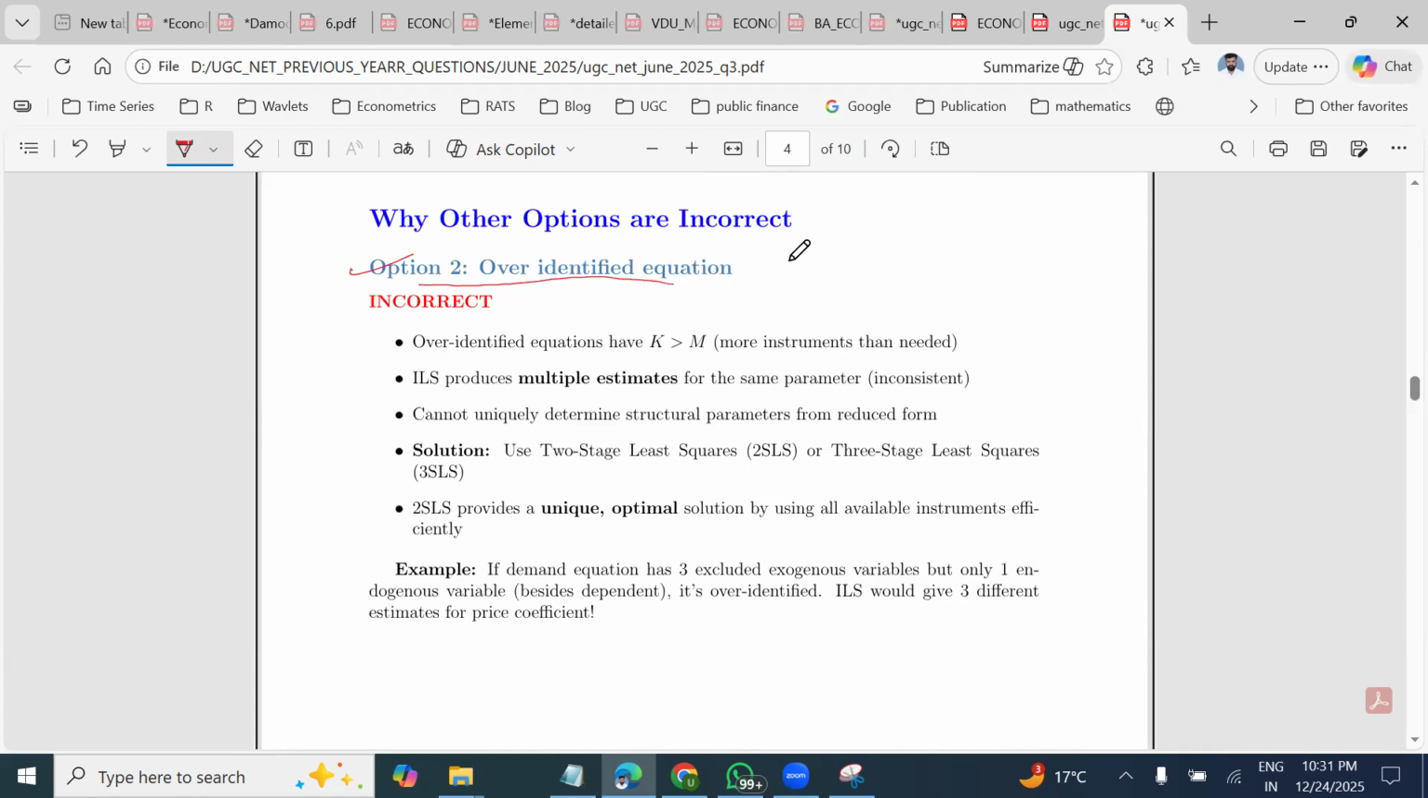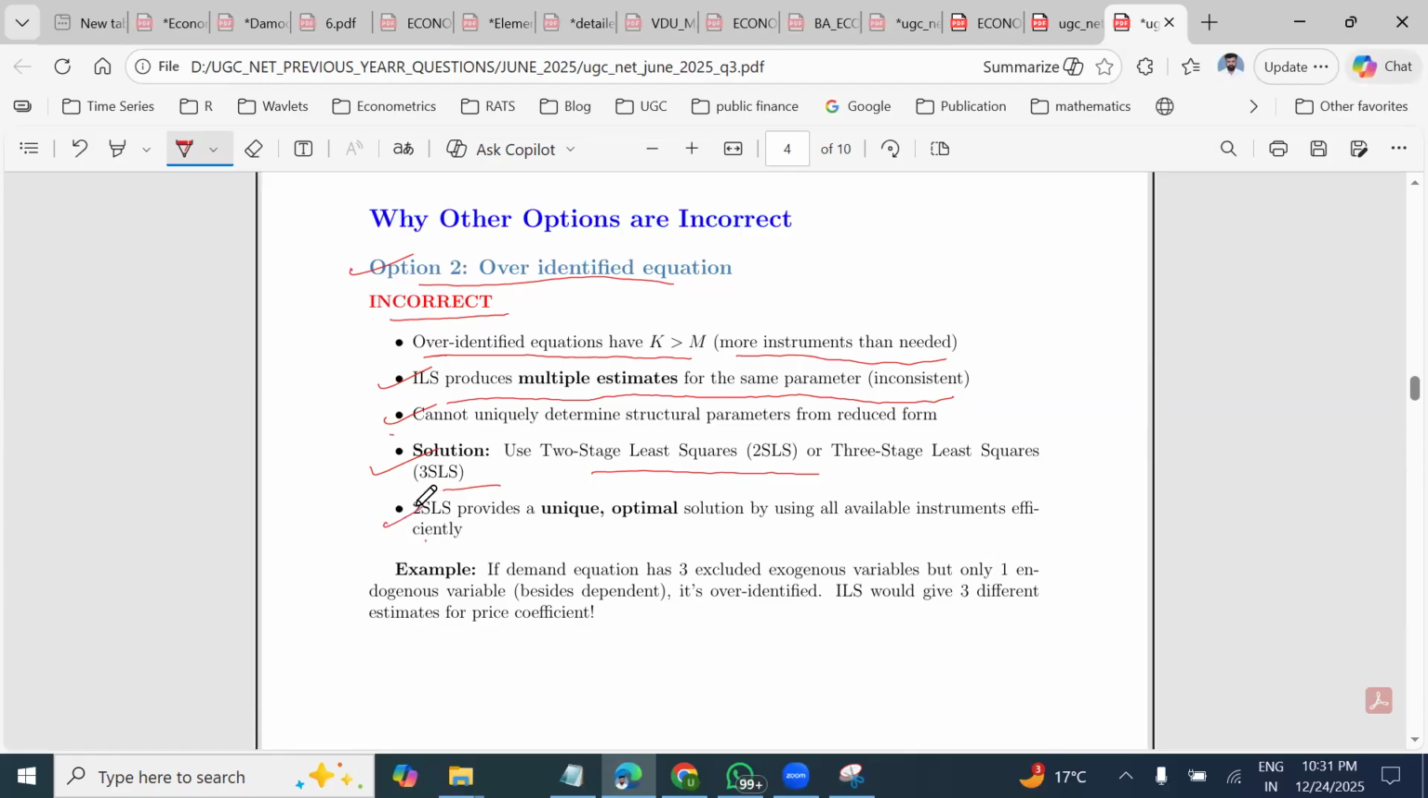Over identified equations. This option is incorrect because over identified equations have k greater than m, so we need more instruments than needed. And if we apply ILS, it will produce multiple estimates for the same parameter, which will be inconsistent. It cannot uniquely determine the structural parameter from the reduced form. So the solution is, you have to use the two-stage least square approach or the three-stage least square approach if it is an over identified equation.